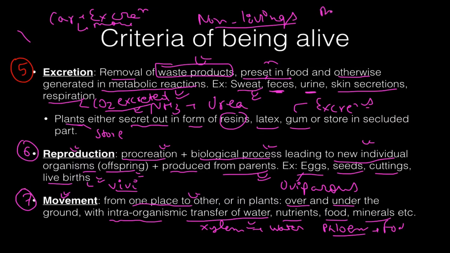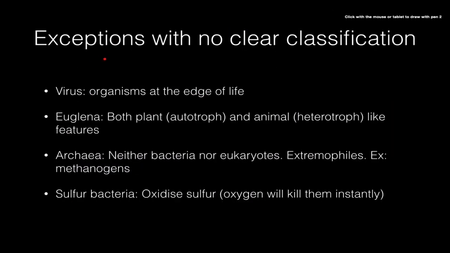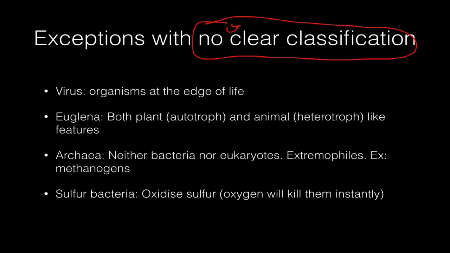Similarly, there are many things which are alive but they may not show all these features at all times. So there are certain exceptions to this as well. Examples are these which have no clear classification, where to place them is not clear. For example, virus is there.